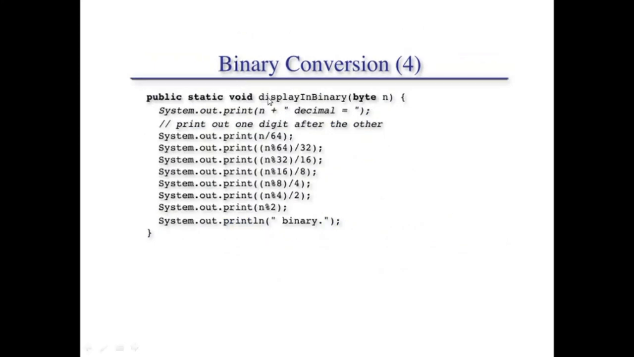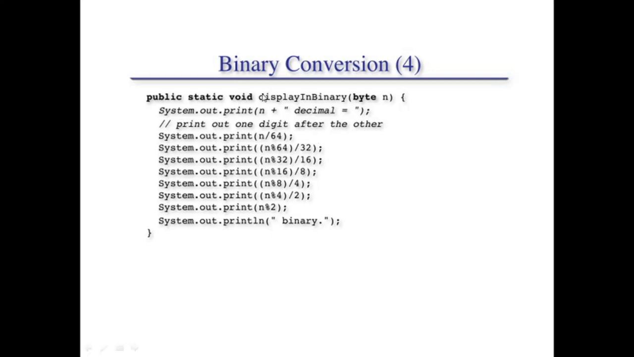What is the declaration, or the signature, of the function? It is returning void. It is a static function, and it is also a public function. What is public? Public means that it can be accessed from anywhere. This is the name of the method, the data type of the argument is byte, and the name of the parameter is n.